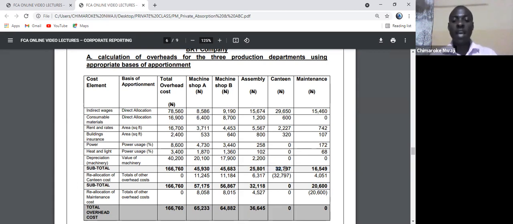So what do we do here? Look at your canteen figure of 32,797. It is positive here. You bring it under and put a bracket, meaning negative. Why? Because this positive figure plus a negative figure of the same amount gives you 0. So that way, you have nailed this one off to 0. Now, it is this cost you are sharing. You are sharing this cost to all these other departments. So how do you share it? This is what you do.